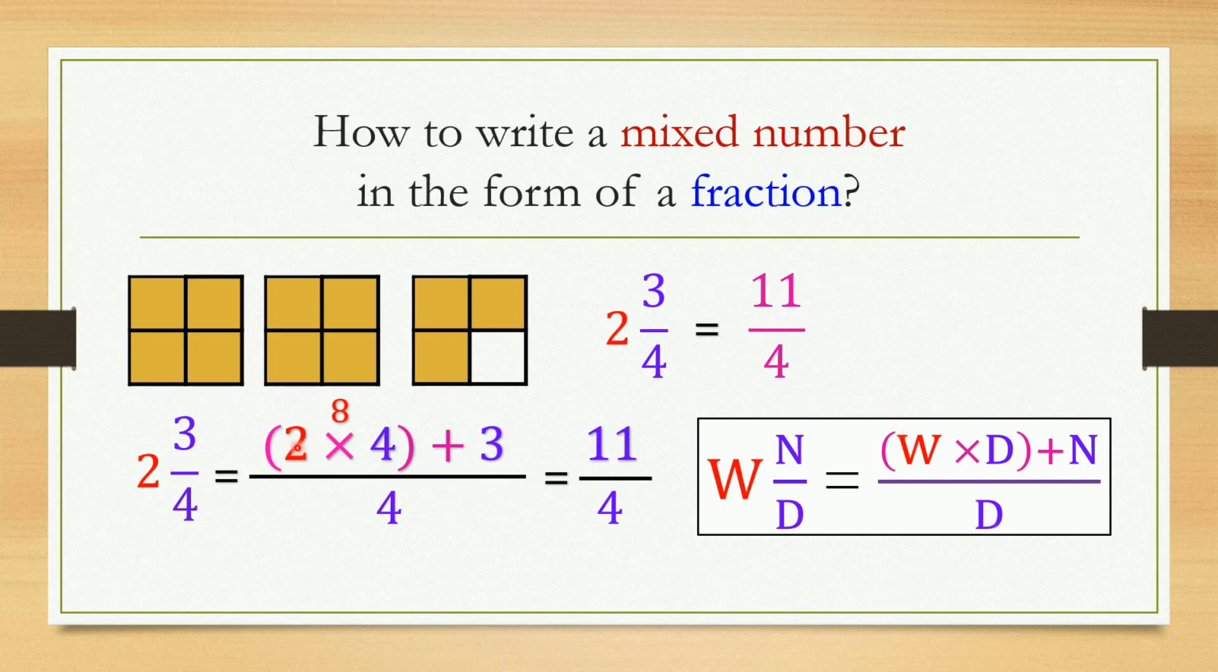Here w is 2, the d is 4, and the numerator is 3 in this example. So we need to memorize this calculation equation that will allow us to write a mixed number in the form of a fraction.